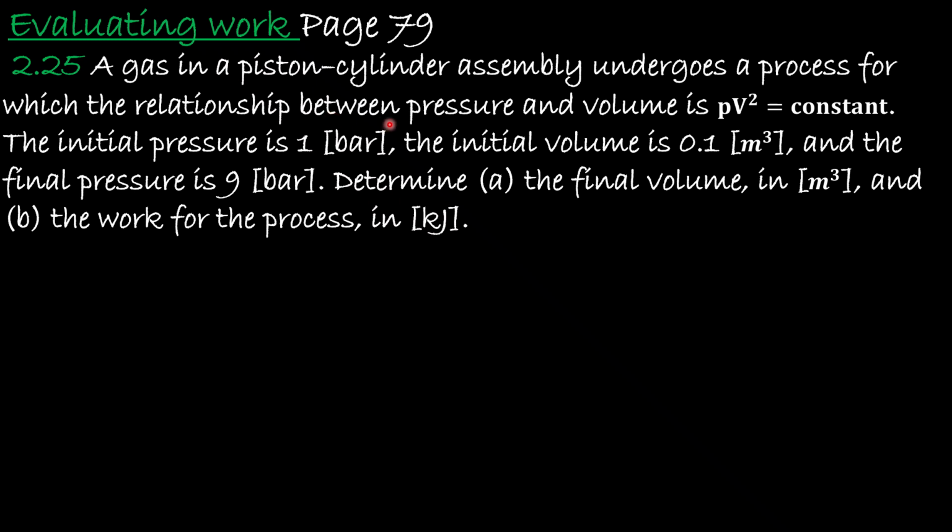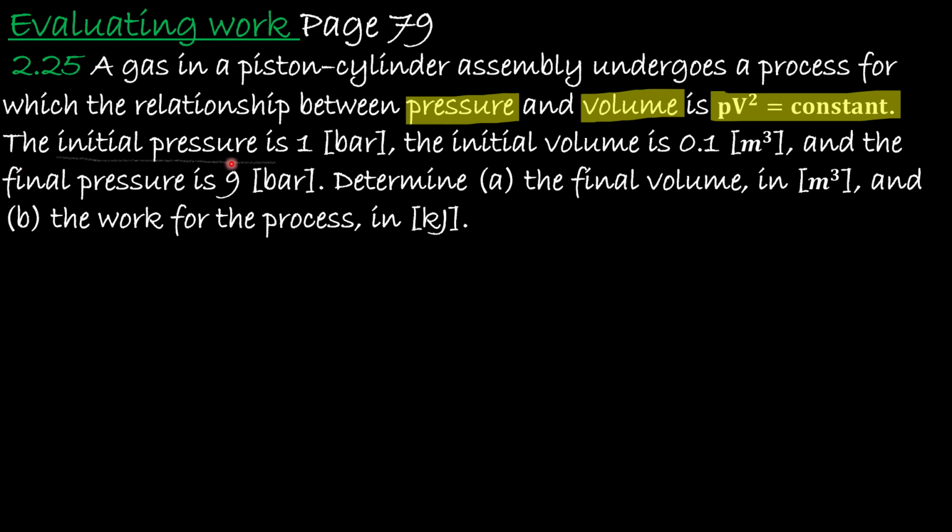Hi, this is problem 2.25. It tells us that a gas in a piston cylinder assembly undergoes a process for which the relationship between pressure and volume is PV squared equals constant. So this is a polytropic process. So PV^n equals constant is used to find work in a variable pressure system. When pressure varies during a process, we call it a polytropic process.